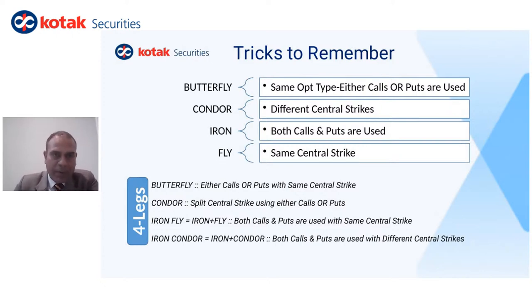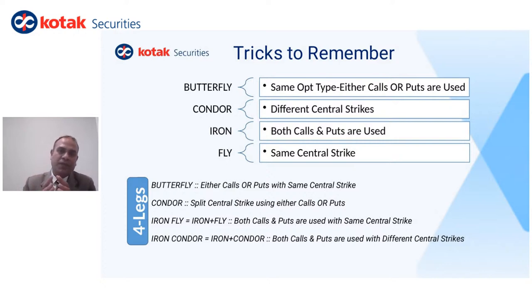Just to help you remember this, for a butterfly, please remember that only one type of option is used. Either it's a call option or a put option. It does not make much of a difference. That's number one. Second, the central strike price will have two lots, either a buy or a sell, right? As I said, it's a combination of a bull call spread and a bear call spread. If that is what you are doing, then it will be called a long call butterfly. Now, long or short depends on whether I received a premium or paid a premium.